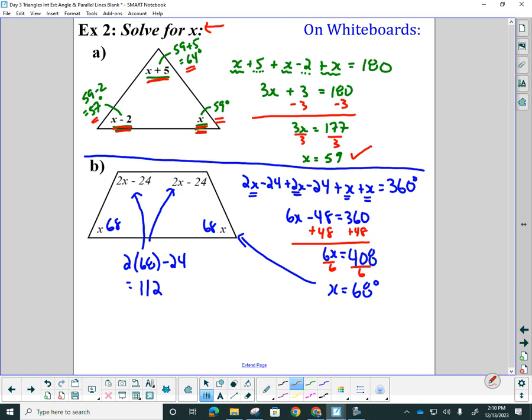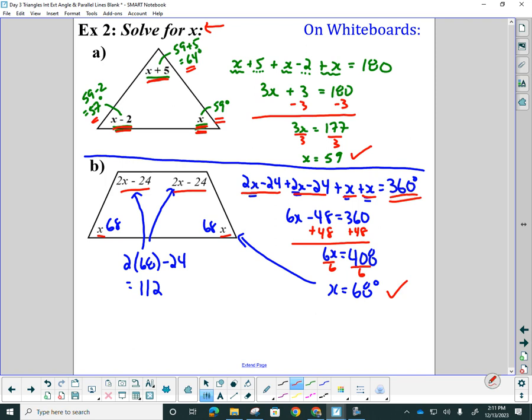In the next one, it's a quadrilateral, so all of these angles, this angle, this angle, and this angle, all add up to 360 degrees because it's a quadrilateral. Collecting like terms, and we get 2 and 2 and 1 and 1 is 6x minus 48 equals 360. A little bit of algebra to get that x equals 68.